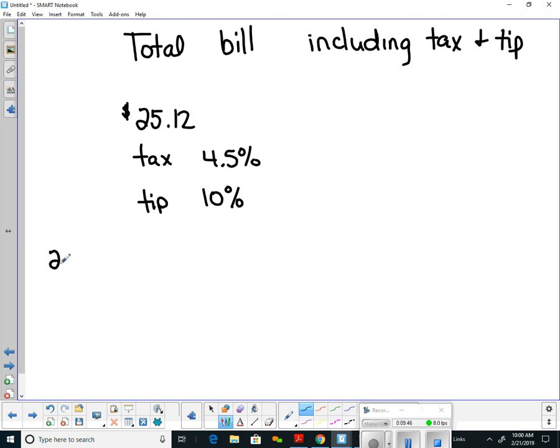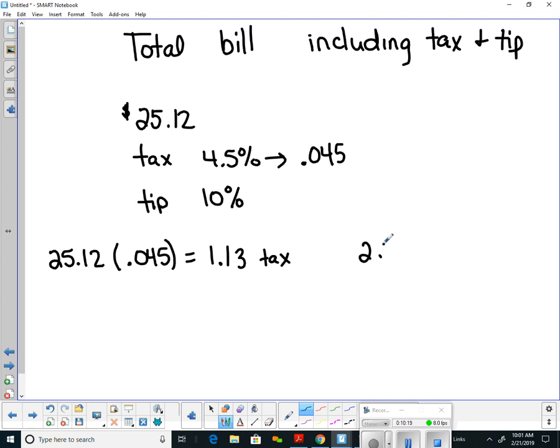So the first thing I'm going to do is I'm going to take my 25.12 and times it by my percent here, move 2 places, so remember I've got 0.045. So I'm going to find the tax. So that gave me $1.13 because I had 0.4, so I didn't have to round. So my tax is $1.13.